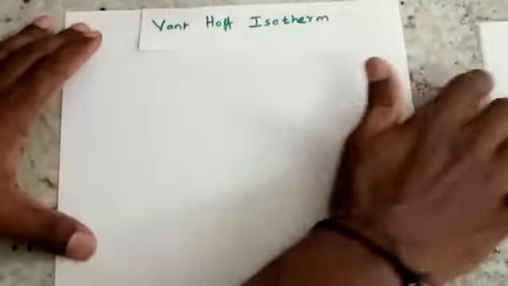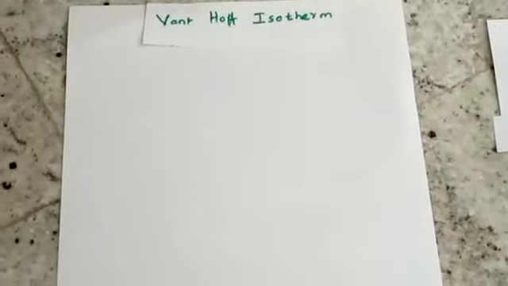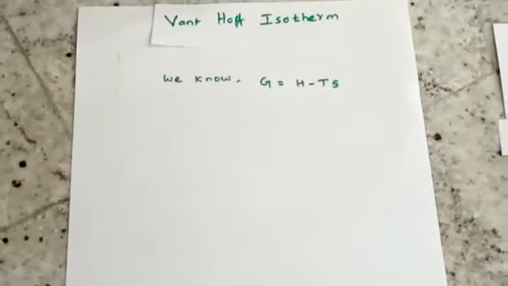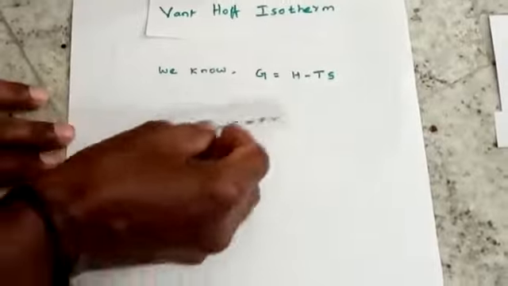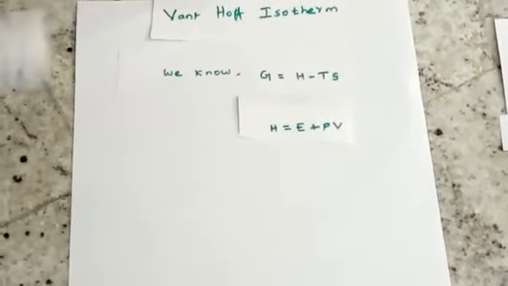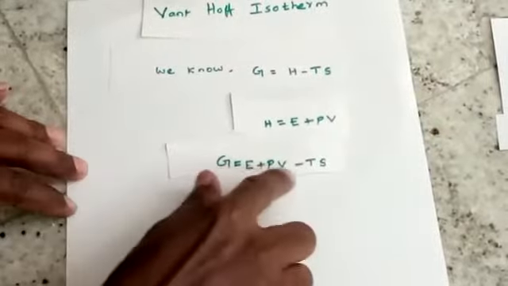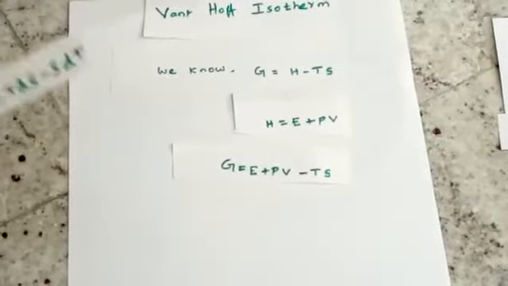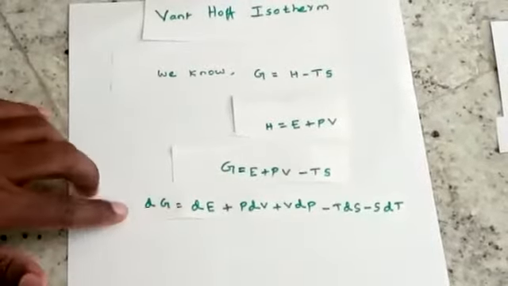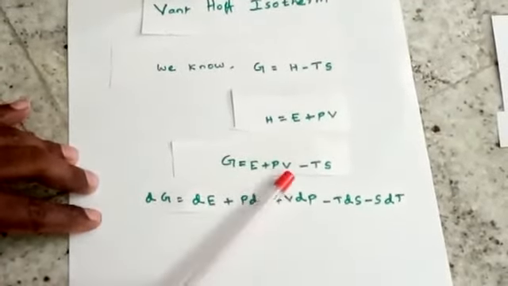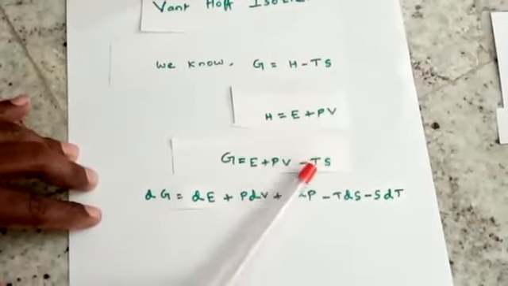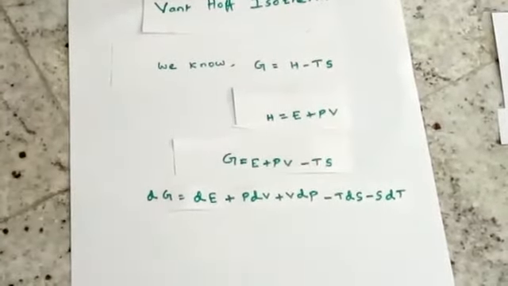Now we have to find out the value of delta G. For that we should start from G. We know G is equal to H minus TS, and also we know H is equal to E plus PV. Therefore G equals E plus PV minus TS. Now differentiate the above equation: dG equals dE plus PdV plus VdP minus TdS minus SdT.